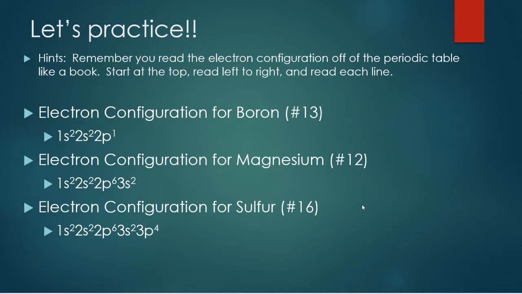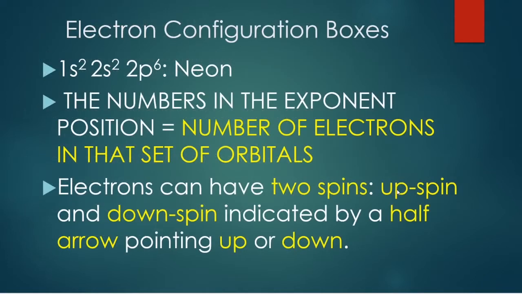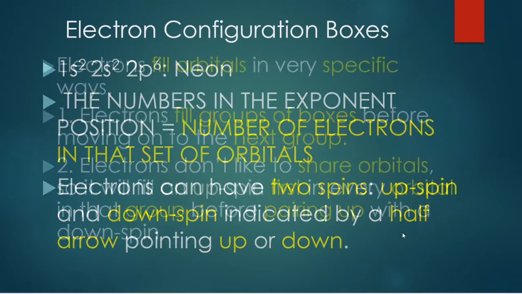All right, so that's how we write them, but there's a couple other different things we can do. It's called boxes. We'll do some of these later in the Poggle as well, but I'm going to show you, and I'm going to use the example of neon. The number in the exponent position here, remember, is the number of electrons in that set of orbitals. And electrons in the boxes can have 2 spins, so that's why we have 2 in each. An up spin one and a down spin. It's supposed to be a half arrow. I couldn't do half arrow, so you'll see on these slides that it's a full arrow. Usually it's a half, okay?